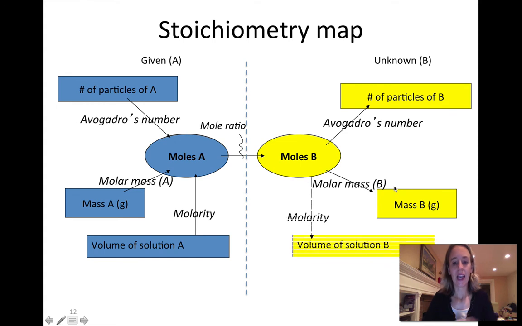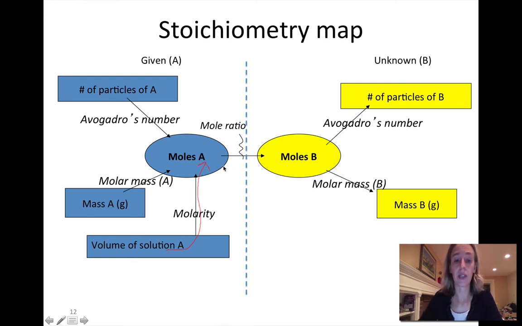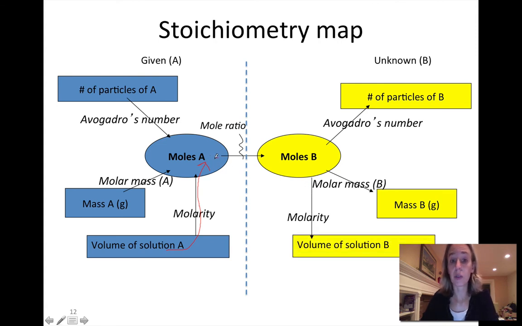And again, I'm going to take this path on the stoichiometry map. Volume to moles via molarity, moles of given to moles of unknown using a mole ratio, and then using that molarity formula again to calculate the volume of the unknown solution.